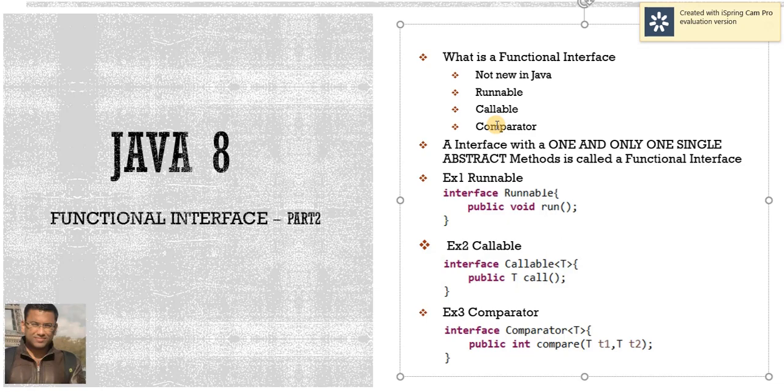Let's quickly see the implementations or the definitions of these interfaces. Let's see first the Runnable. Interface Runnable has one and only one abstract method, which is run. Callable has an abstract method called call, and Comparator has one and only one abstract method called compare. So any interface that only has one abstract method is called a functional interface in Java 8.